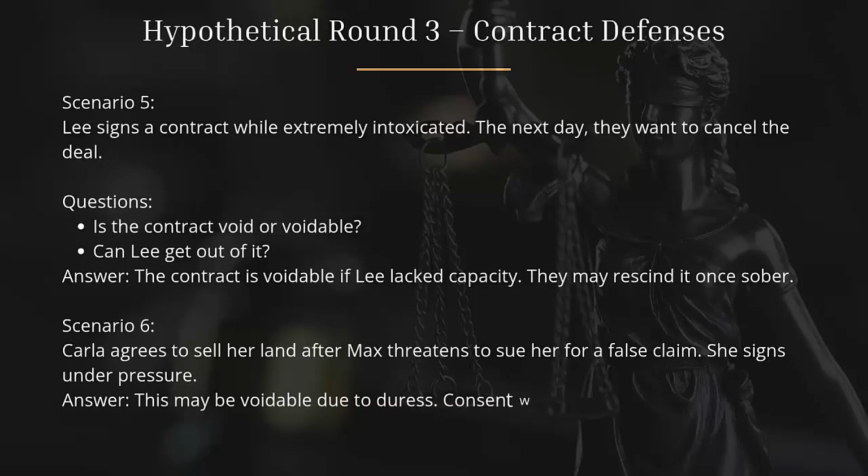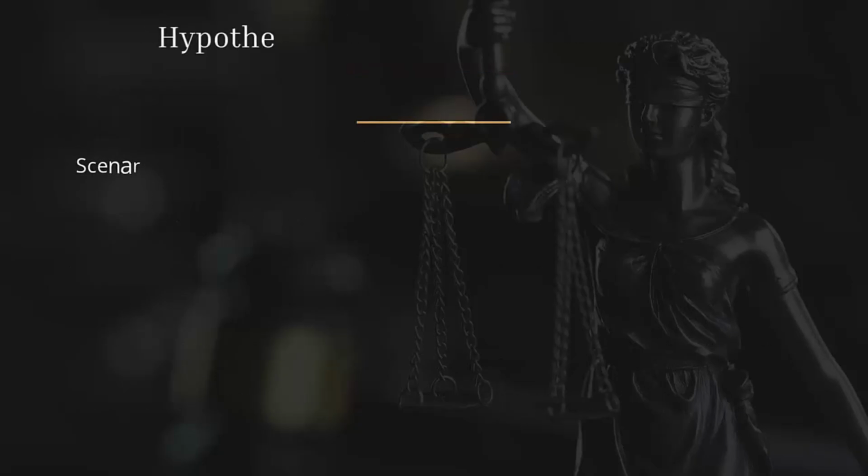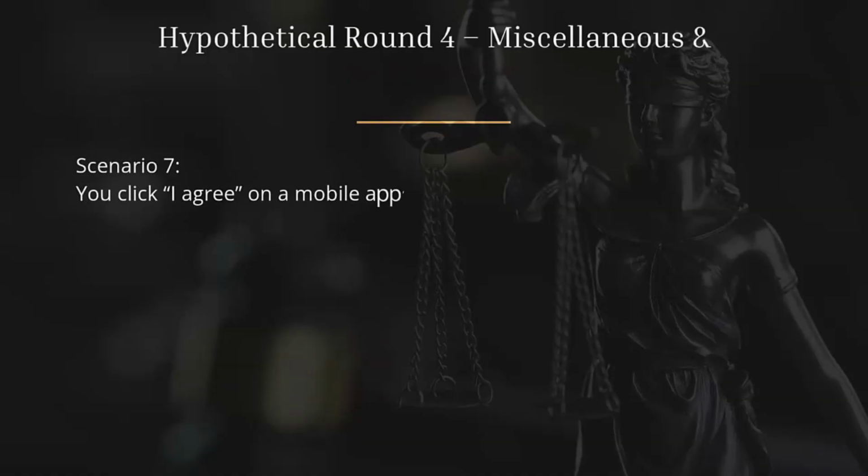Scenario 6. Carla agrees to sell her land after Max threatens to sue her for a false claim. She signs under pressure. Answer: This may be voidable due to duress. Consent was not freely given.